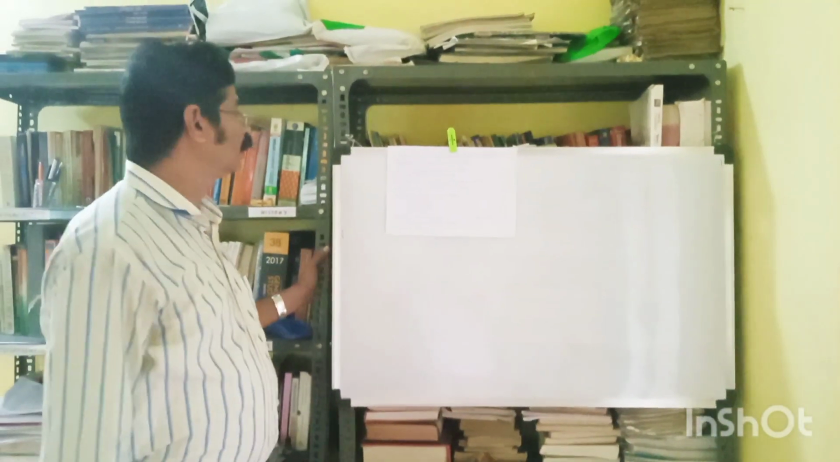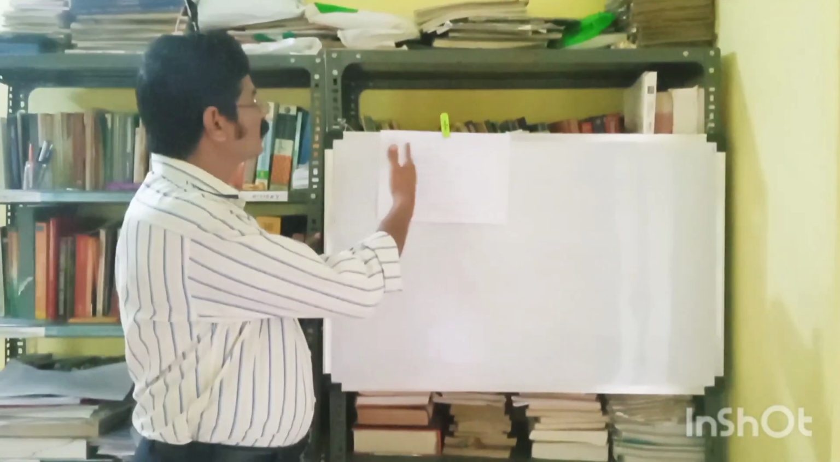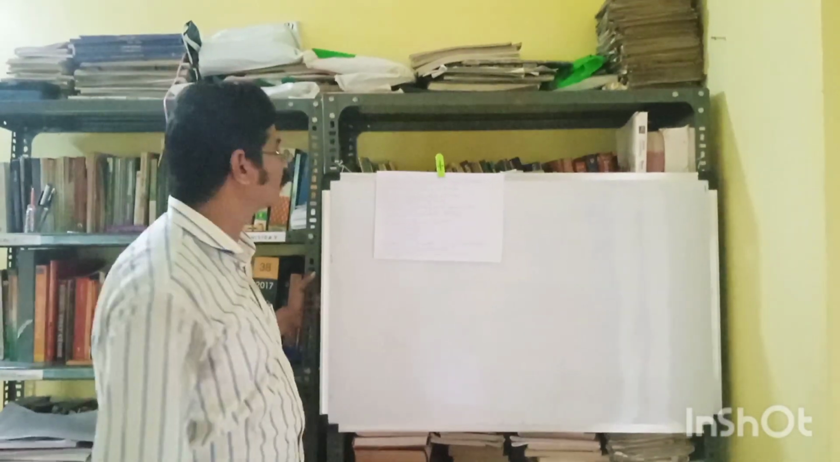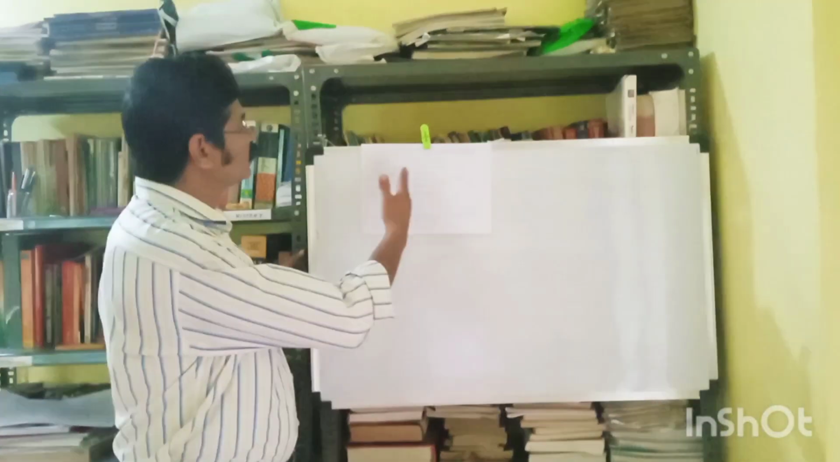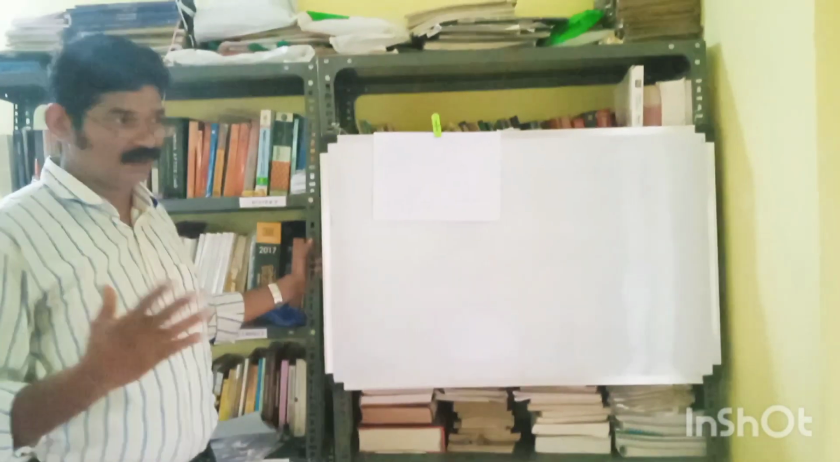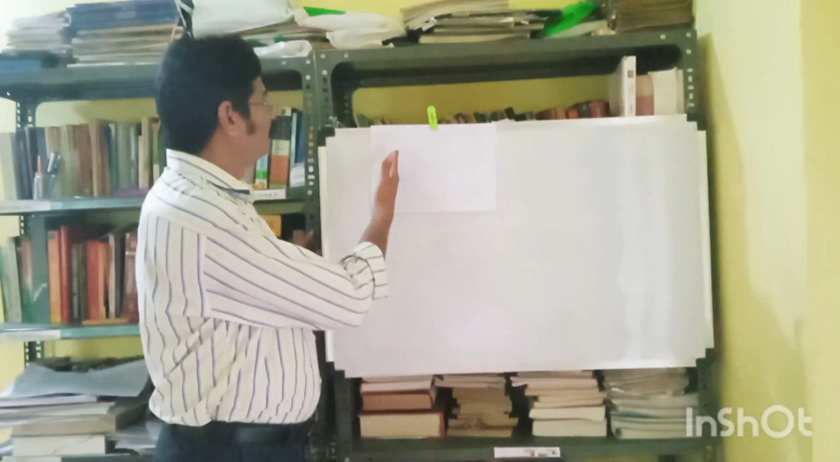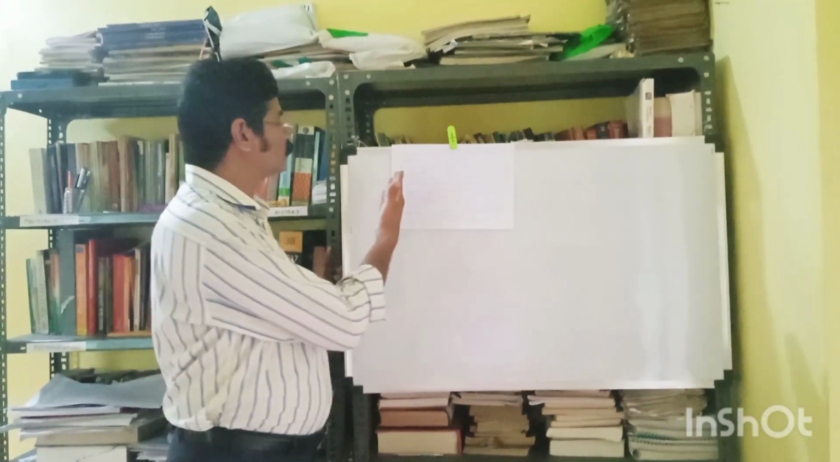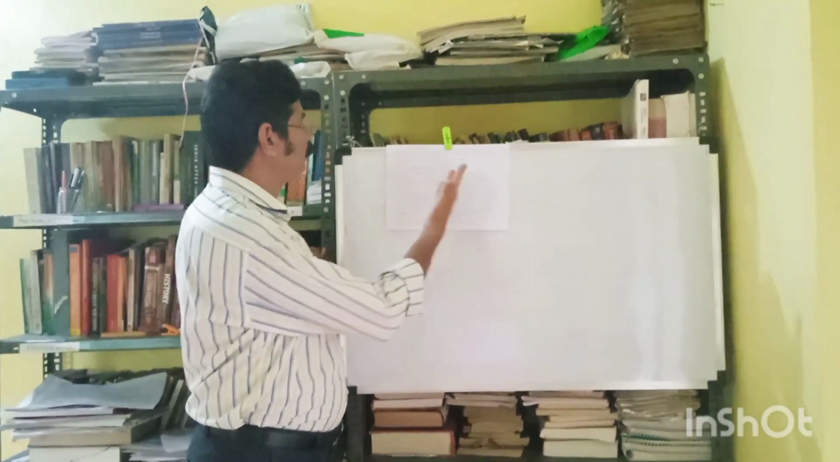Okay, now let us discuss the philosophical or epistemological aspects of history. Philosophy is the mother of all sciences. Everybody knows that. The knowledge base of history is philosophy. It is a study of ultimate reality. So philosophy is the study of ultimate reality.